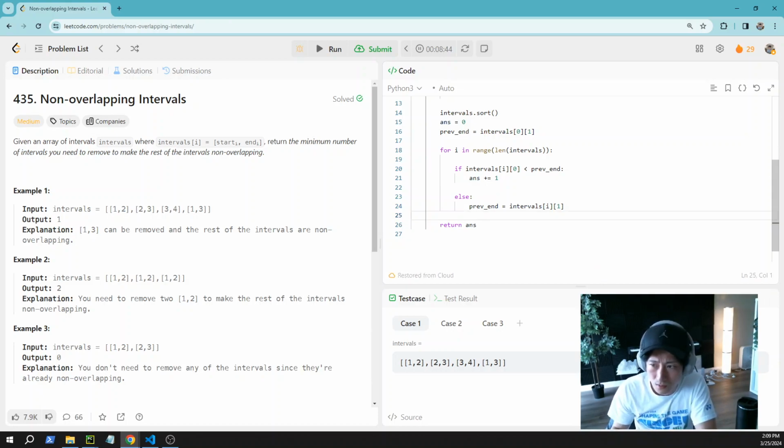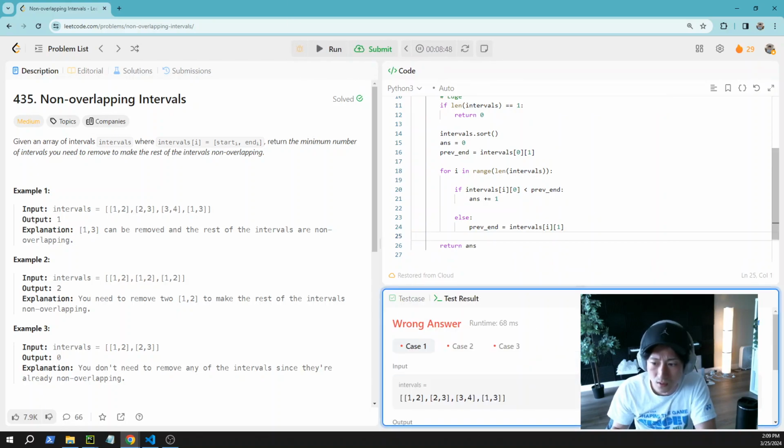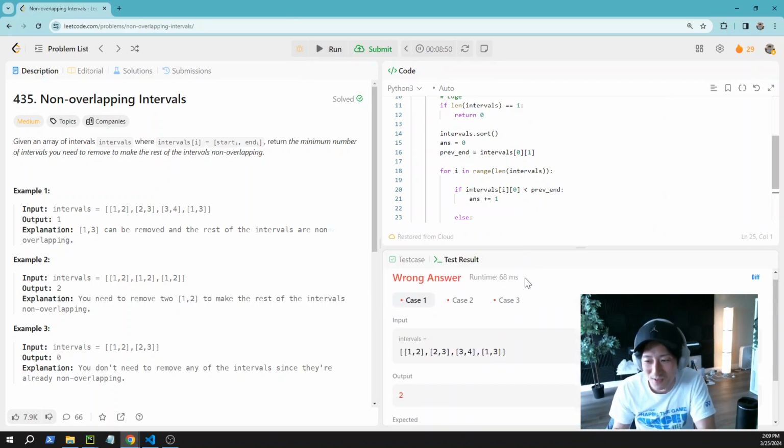That looks good. Okay, so I'm gonna run the test case. Everything is, it's not working. Why is that?